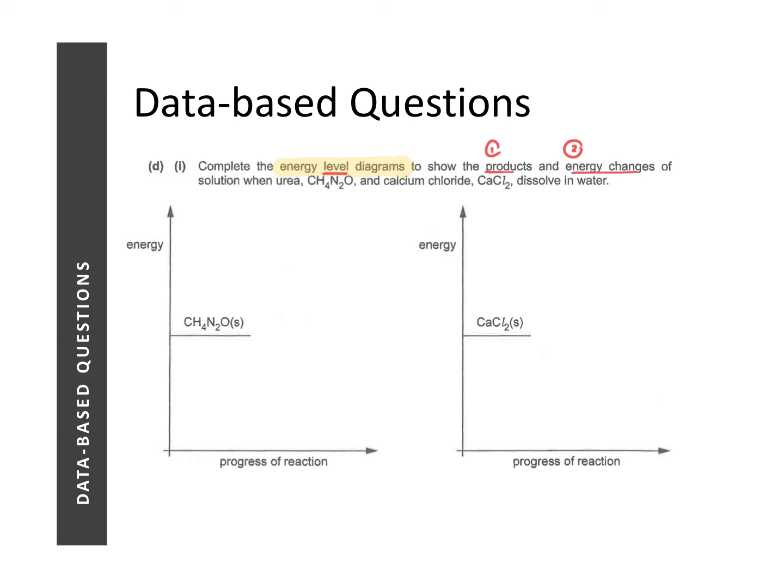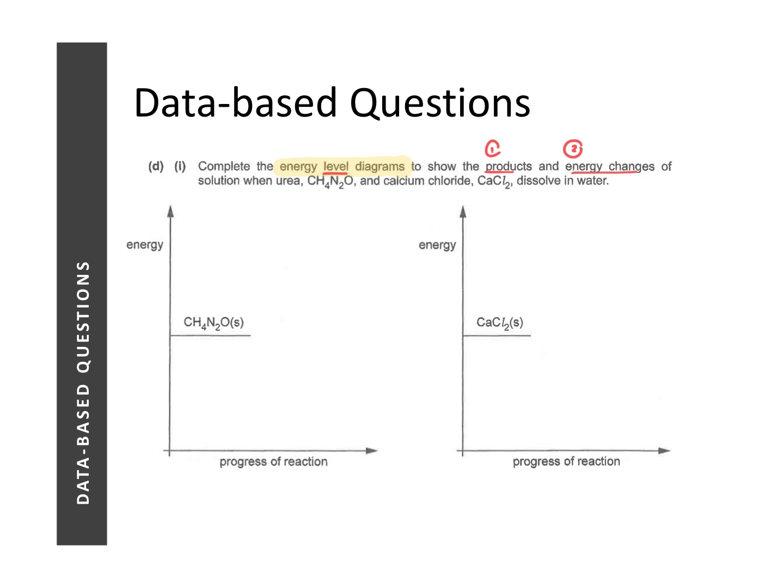Okay, so what exactly do we have to draw? Since the question states that you only need to show the product and energy change, we need to just show the energy level diagram. So there's no need for you to show the activation energy in the energy profile diagram. The next thing that we need to find out, though, in the drawing of the energy level diagram, is whether the reaction is endothermic or exothermic.